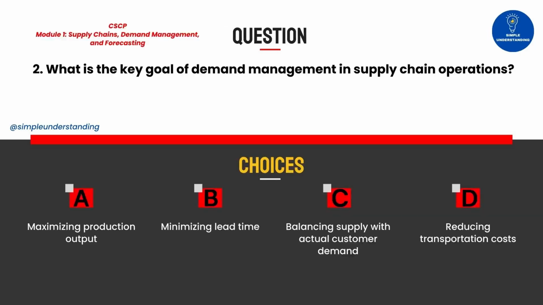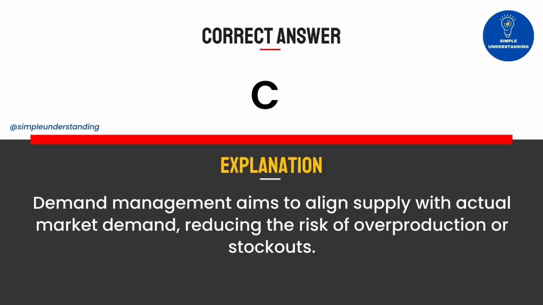2. What is the key goal of demand management in supply chain operations? A. Maximizing production output. B. Minimizing lead time. C. Balancing supply with actual customer demand. D. Reducing transportation costs. Correct answer, C. Explanation. Demand management aims to align supply with actual market demand, reducing the risk of overproduction or stockouts.